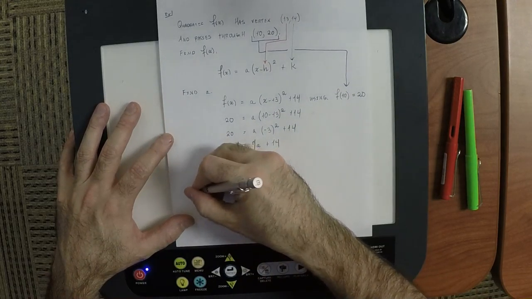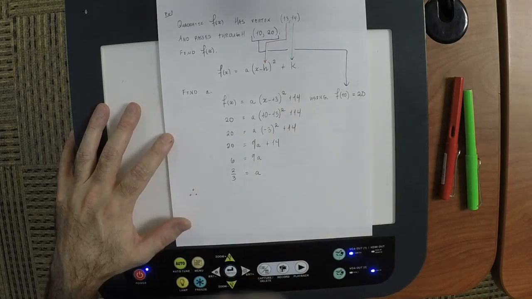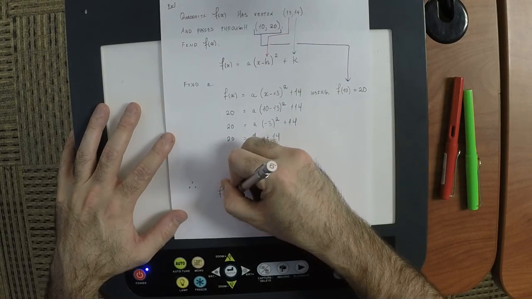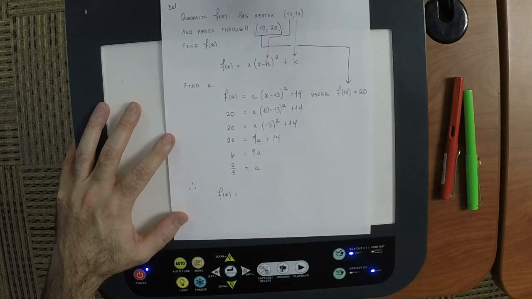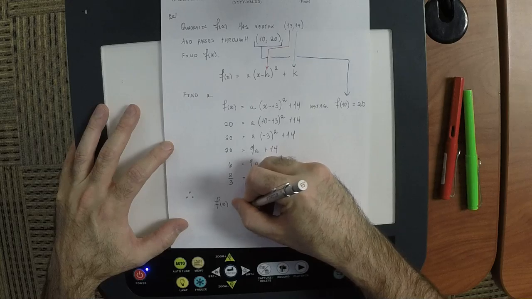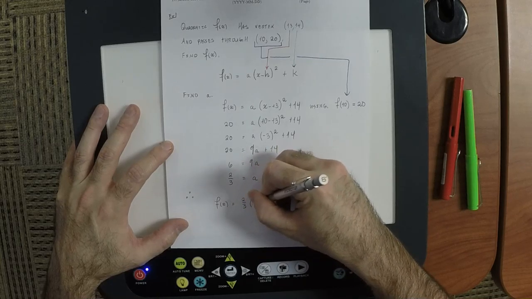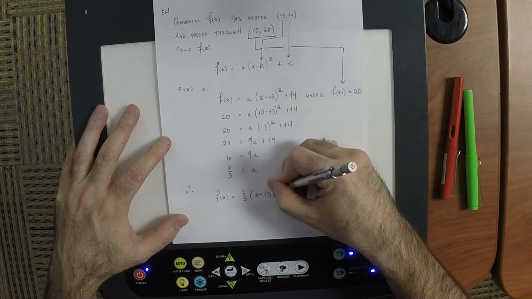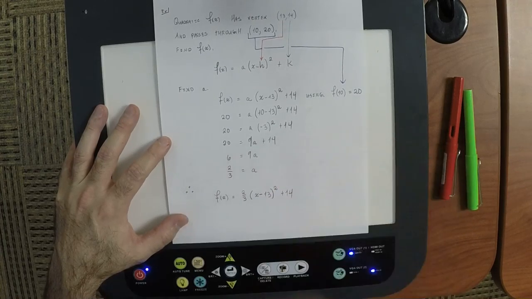So therefore, we can write down the formula for f. So what's the formula? Yeah, 2/3 multiplied by x minus 13 all squared plus 14.